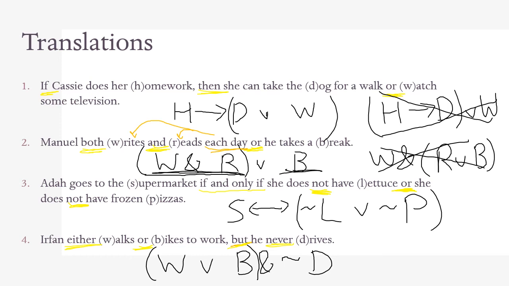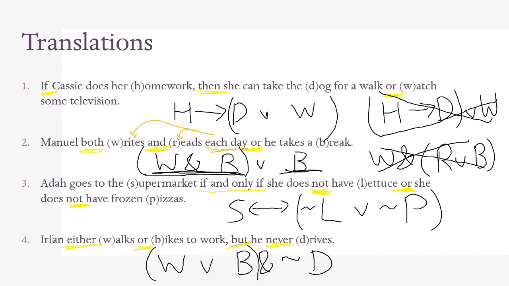So this seems to capture the sentence in its most fundamental sense, because it's saying Irfan will do one or the other. He'll either walk or he'll bike to work. He's either doing one or the other, but he can't do both. But he's going to pick from those. But we also know that he'll never drive, so we just tack that on to the end of the sentence as well, with the ampersand and the not D. So those are just some more complicated translations.